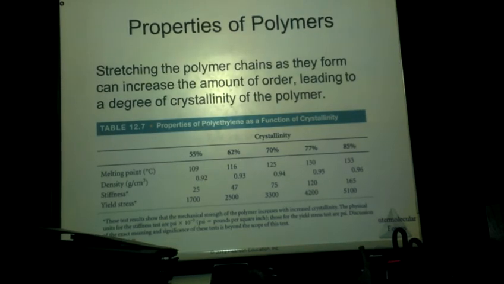Okay, stretching the polymer chains as they form can increase the amount of order, leading to a degree of crystallinity of the polymer. What that means is that as I continue to add more and more monomers to that overall polymer, I'm increasing the amount of order that it has. And as I'm increasing that order, I'm also lengthening that polymer, which allows for more intermolecular forces like London dispersion forces to occur. So it really helps solidify the strength of a polymer.